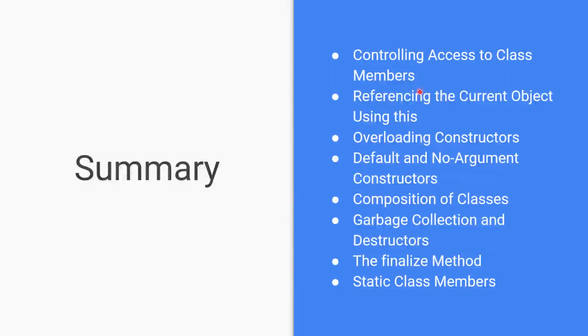So this is what we've learned so far. Controlling access to members through encapsulation. We have also covered the this keyword. We've looked at overloading constructors. We've looked at composition of classes through inheritance, garbage collection, finalized method, and static class members.